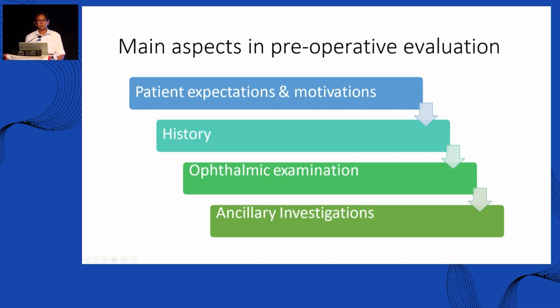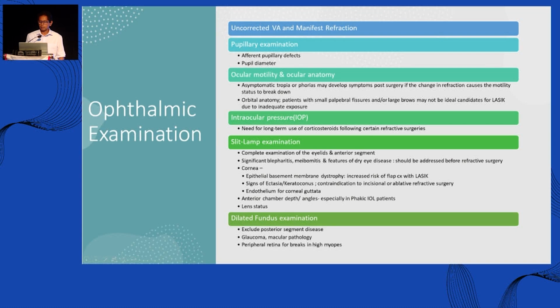So a person who's 38, close to 40, who comes as a low myope and wants refractive surgery, you have to tell them exactly that if you do refractive surgery, your near vision will get affected. You explain to them that you'll need reading glasses instead of wearing distance glasses. These are things that you need to explain to the patient.